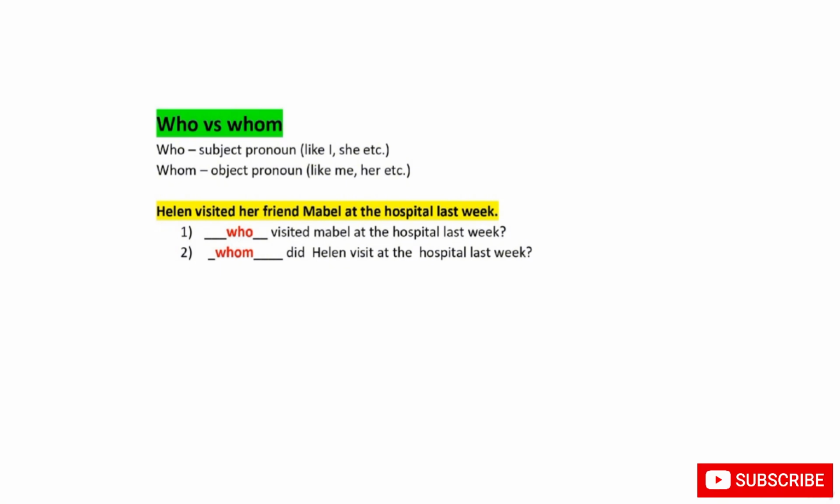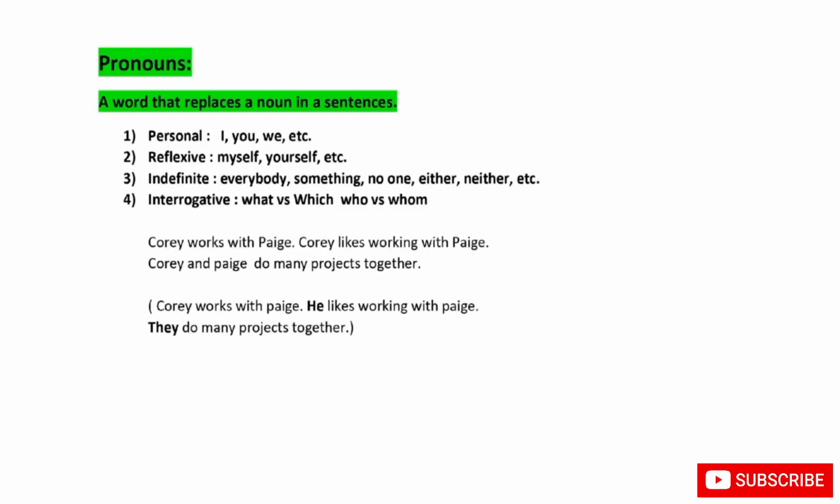Well, in the first, we know that someone visited Mabel, but we don't know who that person was. That is, we're asking about the subject. For that reason, we use who. Who visited Mabel last week? Or who visited Mabel in the hospital last week? In the next sentence, it's the opposite. We know that Helen visited somebody, and this time we want to ask about that person. That person is in the object position. So, whom did Helen visit in the hospital last week? Did you get both of those right?